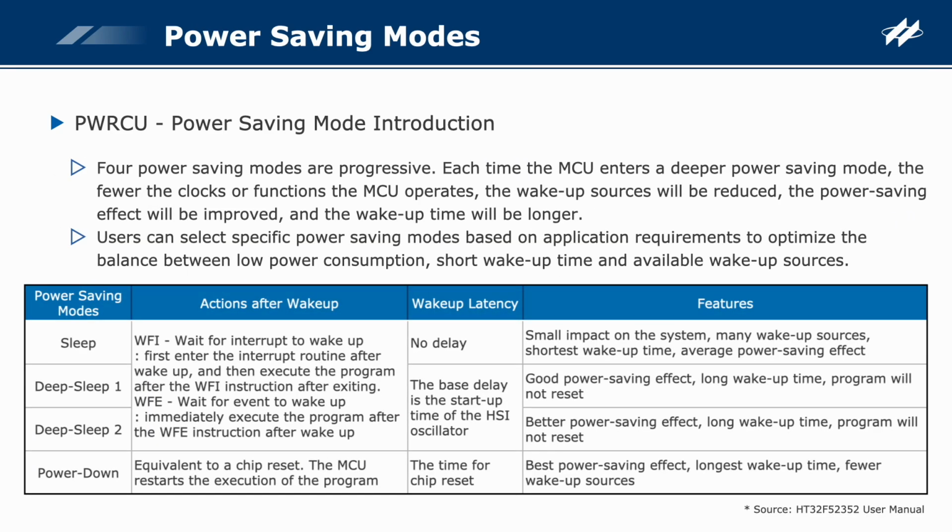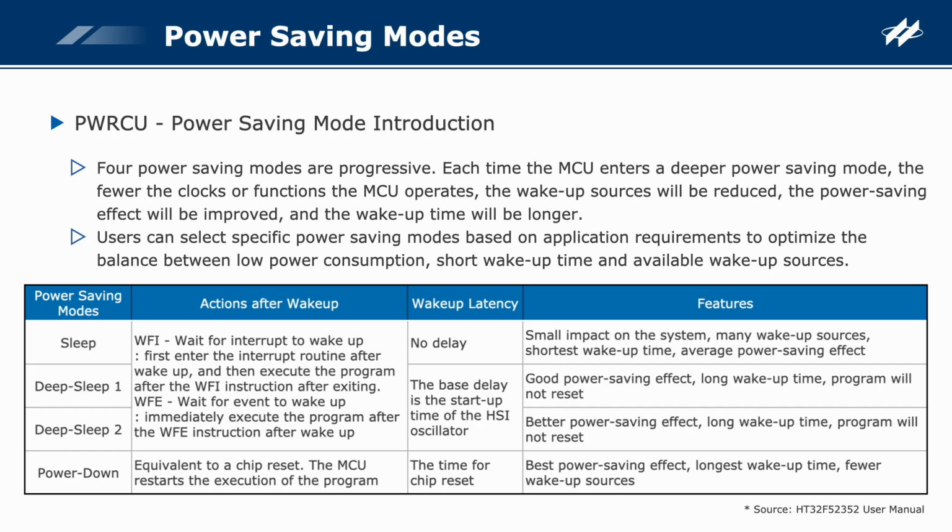The differences between the four power-saving modes of the HT32 MCU PWRCU can be described in terms of power consumption, wake-up time, and wake-up source. The four power-saving modes supported by PWRCU are progressive. Each time the MCU enters a deeper power-saving mode, the fewer the clocks or functions the MCU operates. The wake-up sources will be reduced, the power-saving effect will be improved, and the wake-up time will be longer.